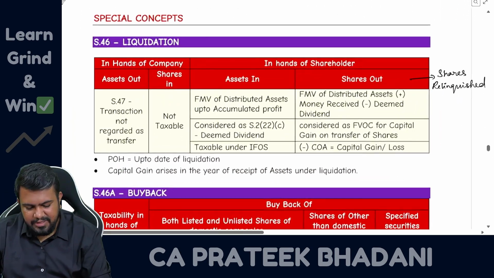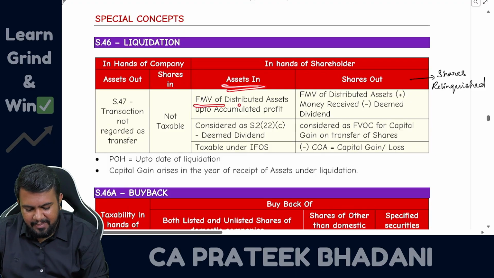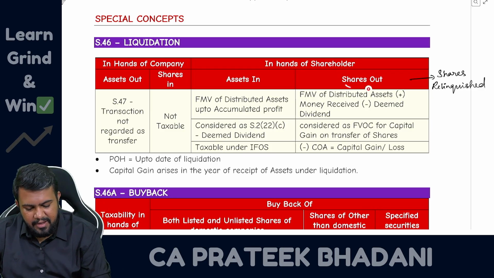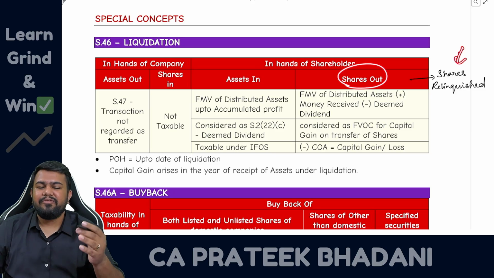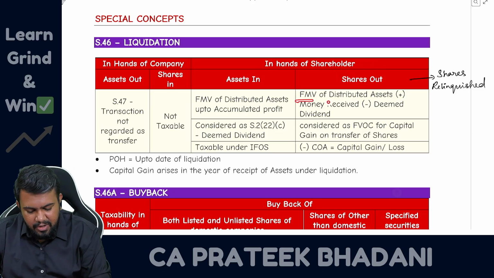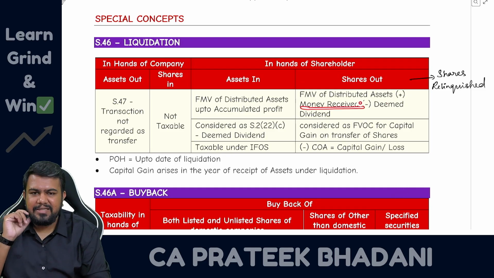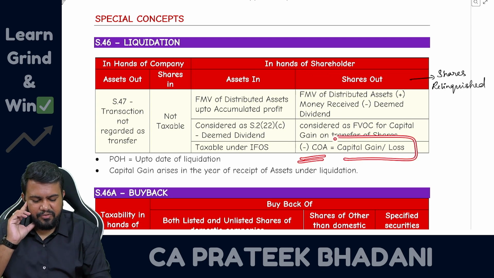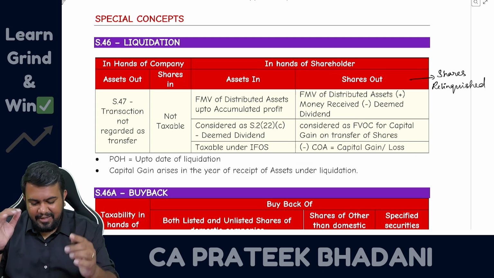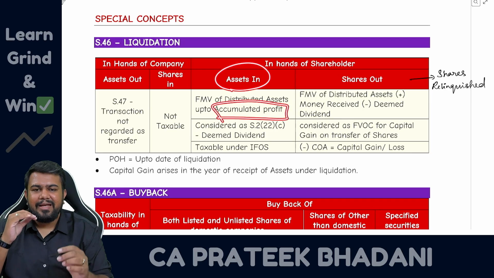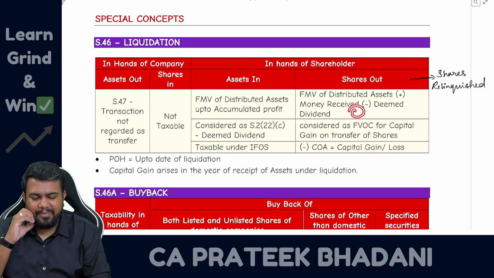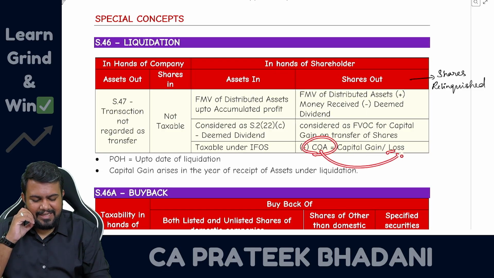So here, for the shares going out and the assets coming in, the fair market value of asset up to accumulated profit will be considered as deemed dividend under section 22C, taxable under income from other sources. Then when the shares are getting relinquished, the full value of consideration will be the total fair market value of asset received plus money received minus the deemed dividend that was considered. From this you reduce the cost of acquisition, and you will get the capital gain or capital loss. If the entire asset is from the accumulated profit only, in such case the entire amount will be deemed dividend under 22C. That is why the full value of consideration will be taken as 0 and hence the entire cost will be taken as capital loss.